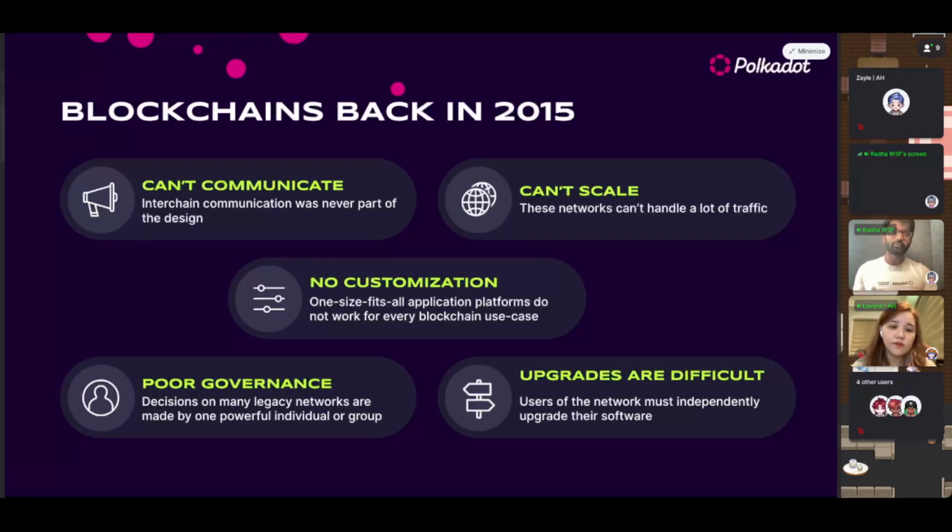Most of the decisions were taken outside the chain, by groups of developers or influencers, etc. That makes even upgrades difficult, because being a decentralized network, you have to coordinate with a lot of unknown entities out there to make an upgrade to the existing network, right? So that's where we were in 2015.